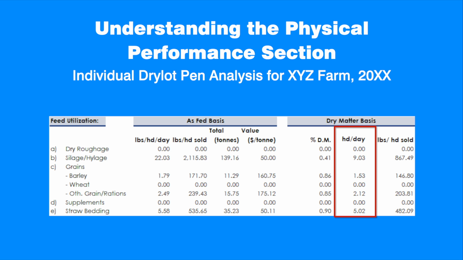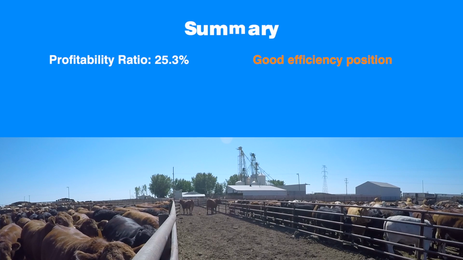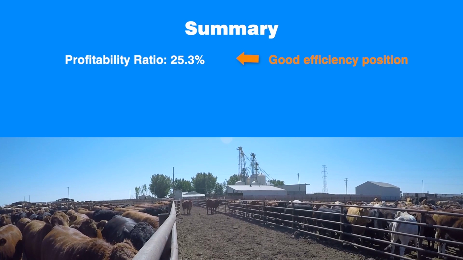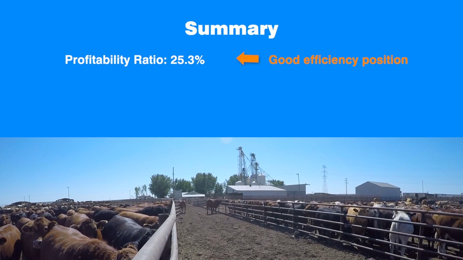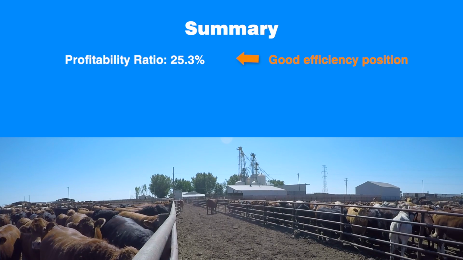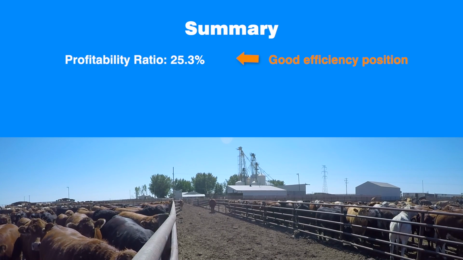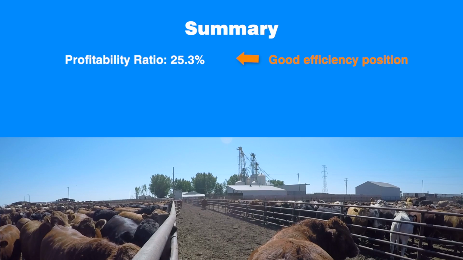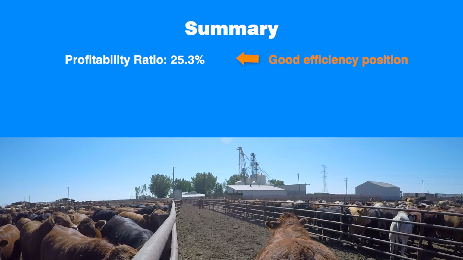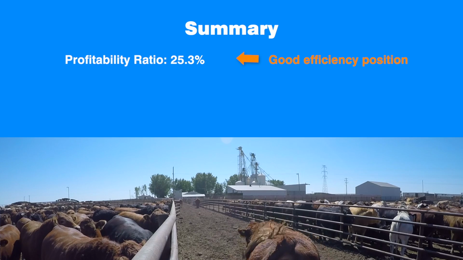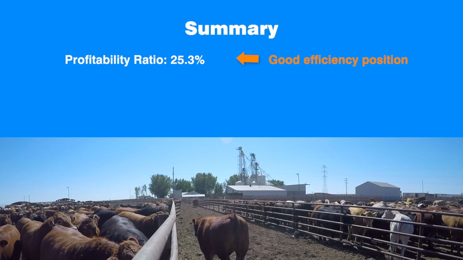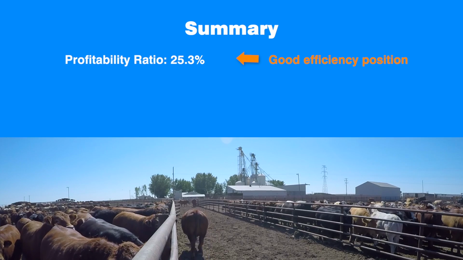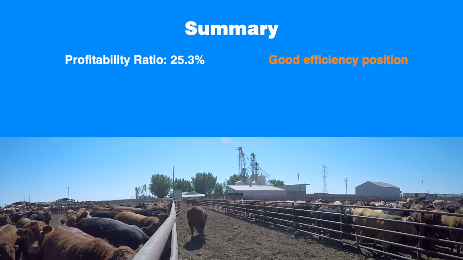Because feeds are a major component of the production cost, it is important to examine feed rations and feed intakes to control these costs. Let's briefly summarize our example. We saw that the analyzed Drylot pen was efficient given the specific feeder and input price conditions. The revenue from sold cattle exceeded the total production costs, with a resulting profitability ratio of about 25.3%. Put differently, every dollar spent to raise the cattle in that pen earned about 25 cents of net return, indicating a relatively good efficiency position.